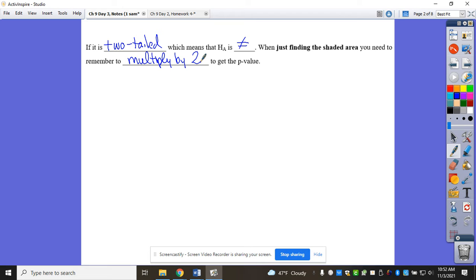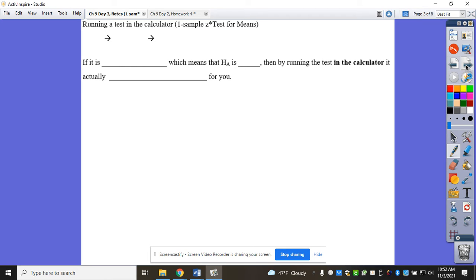So if we are running a full test in the calculator instead, which means plugging in like my directional alternative, my X bar, all that stuff, then where would I go in my calculator? Over to, I can't remember if it's test or tests. And then here, when I'm doing a Z, it's which one? 1, which is just the test.